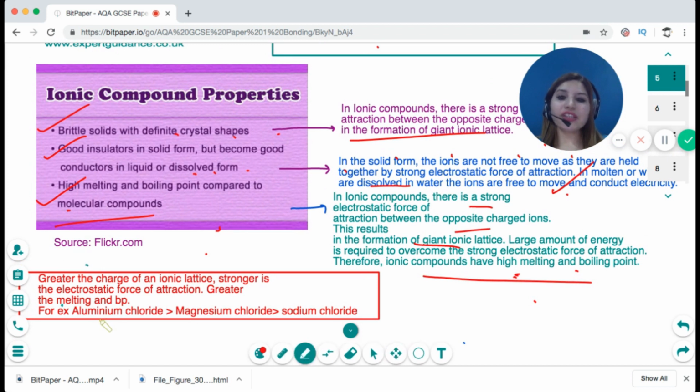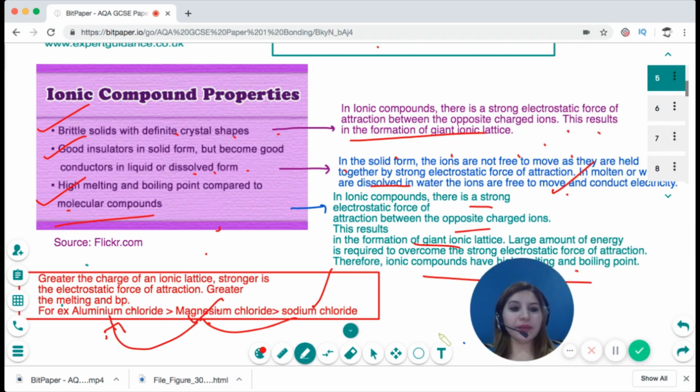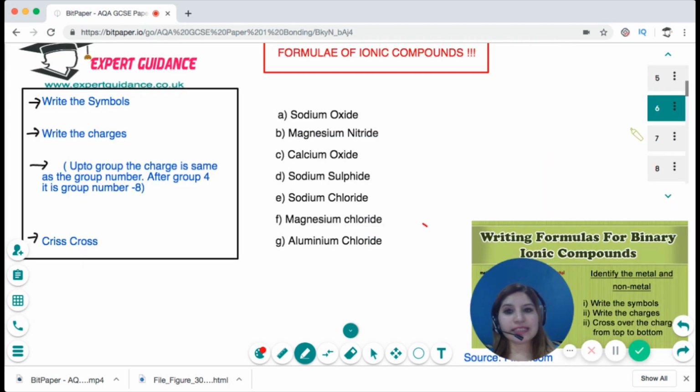However, if I asked you to compare aluminium chloride, magnesium chloride, or sodium chloride, which one will have the greater melting point, it depends on charge. The greater the charge, the stronger the electrostatic force of attraction. And remember, aluminium forms 3+, magnesium forms 2+, sodium forms +1. Since aluminium has the greater charge, it will have a stronger ionic lattice. So aluminium chloride will be stronger than magnesium chloride, which is stronger than sodium chloride. Okay, so I hope this is clear to you.